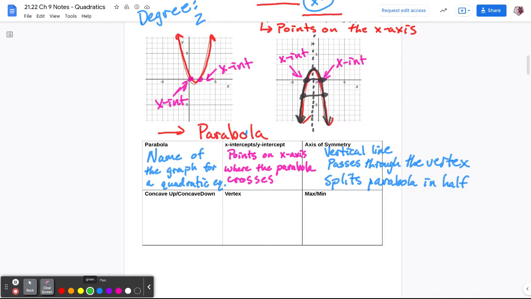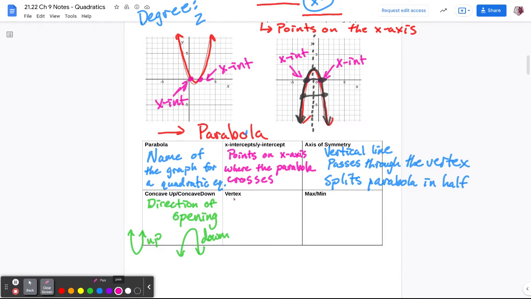The next part we're going to talk about is concave up and concave down. That's the direction of opening. So parabolas can open one of two ways. This would be facing up. This would be facing down. So if you take a look at where the graph is tending towards, if you look at where the arrows are pointing, that will tell you whether the parabola is opening up or if the parabola is opening down.